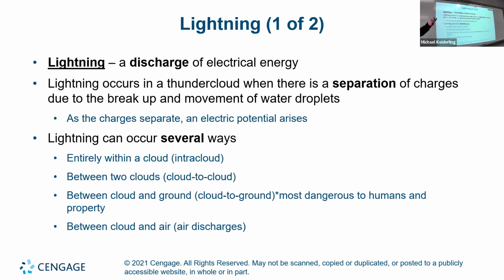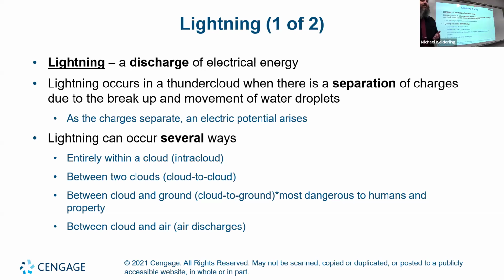That's it. So lightning is a discharge of electrical energy. It's just like a spark. If you're ever walking around in the winter and you touch a doorknob and get a static spark from your finger to the doorknob, it's the same thing, just with lightning on a much, much bigger scale. It's just a discharge of electrical energy.